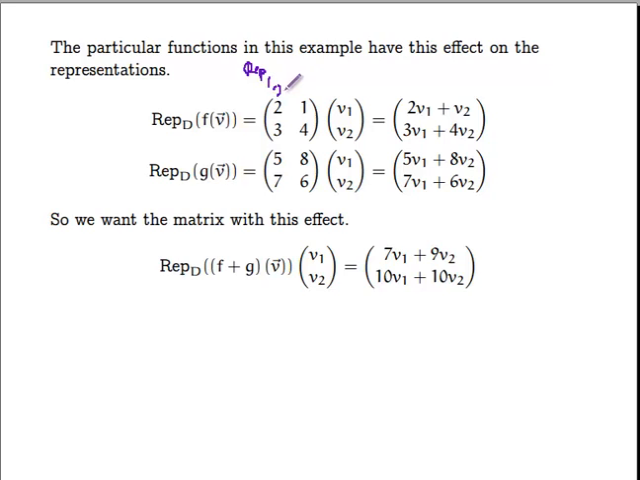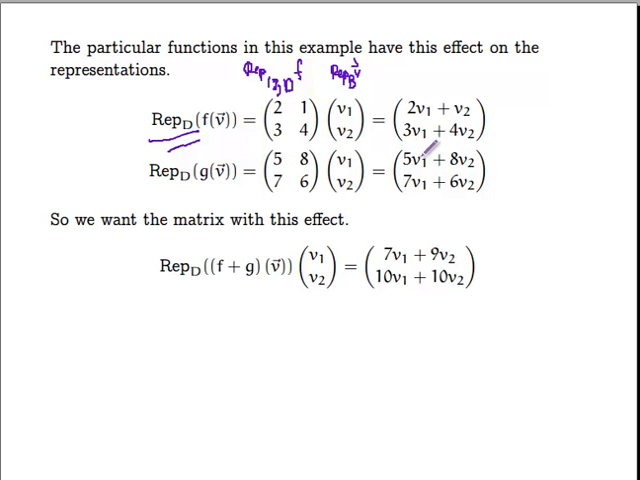of f, and this is the representation with respect to b of v. That's how we get this representation. Through this matrix multiplication, we arrive at this result. Through this matrix multiplication for g, we arrive at this result.